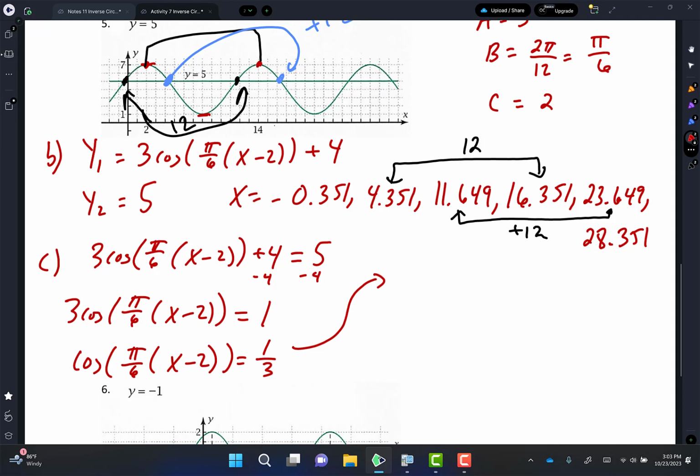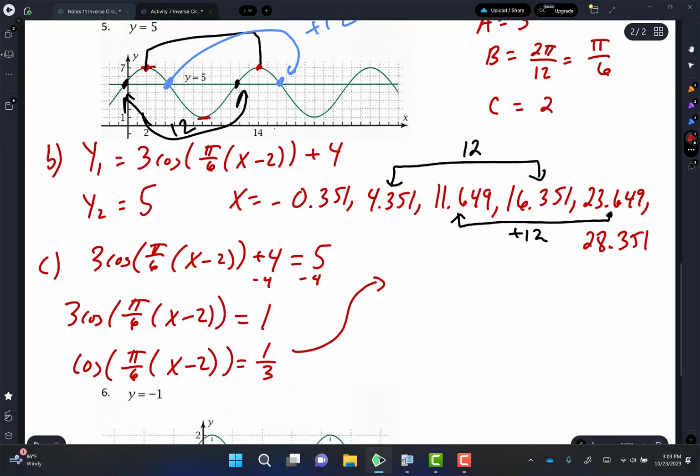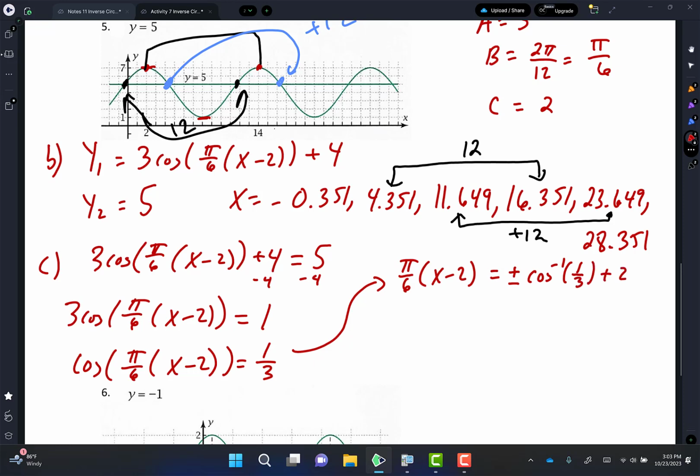I'm trying to solve for x, so I need to get rid of that cosine. I get rid of it by doing it starts with letter I, inverse. So I'm going to write pi over 6, parenthesis, x minus 2, close, equals, and I'm going to put plus minus because it's a cosine. Inverse cosine. Cosine negative 1 of 1/3 plus 2 pi n. So catch up to there.